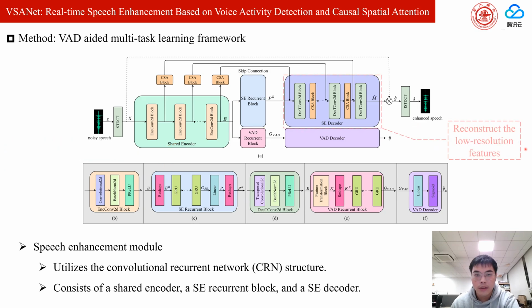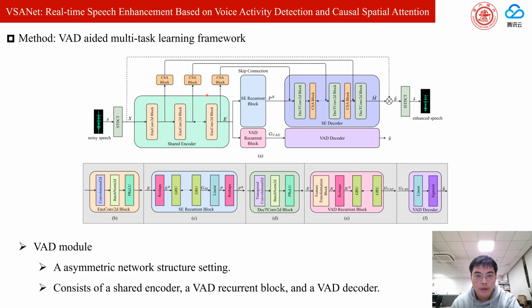While the SE decoder is designed to reconstruct the low-resolution features back to the original input spectrum size, it is composed of several transposed convolutional blocks and causal spatial attention blocks. The detail of each transposed convolutional block is shown as Figure D, and the causal spatial attention block will be introduced in the following contents.